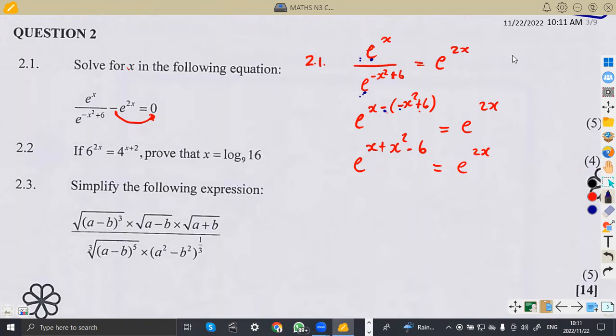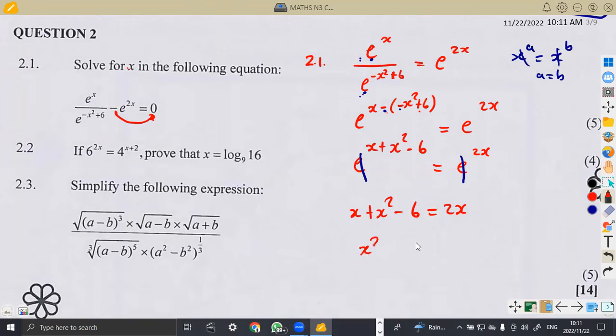Remember, from our laws, guys, x to the exponent of a, if it is equal to x to the exponent of b, it simply means that a is equal to b. So the bases are the same. Therefore, you can equate x plus x squared minus 6 to 2x. We can equate that one. So we are now left with a normal equation. There is no e, it's just a normal equation that you are used to.